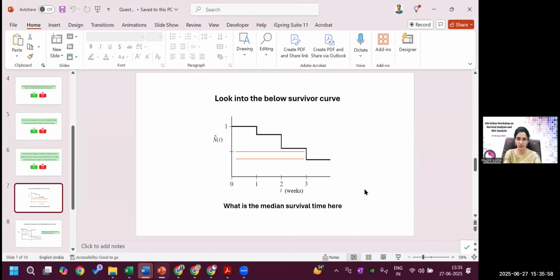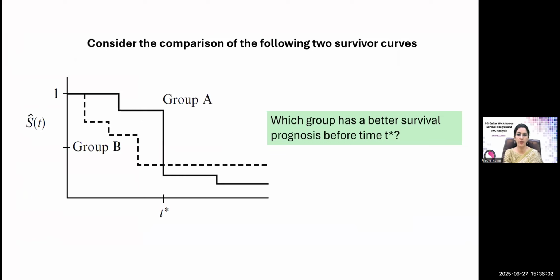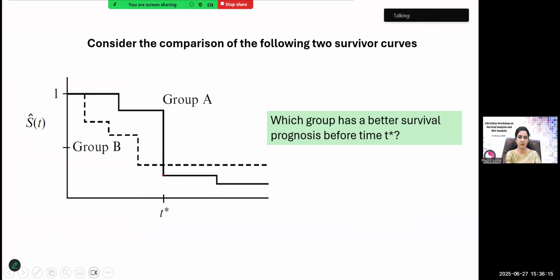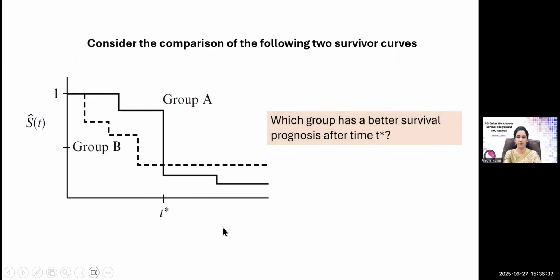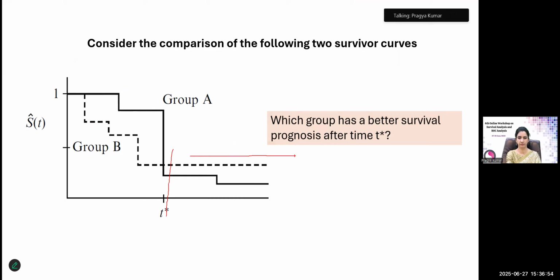Now going to another question. You have to see the comparison of the two survival curves, group A and group B. The question is, which group has a better survival prognosis before time T star? So if it is before T star, which group has a better survival probability, group A or group B? In a survival curve, generally the curve which is up has a better survival probability. So group A has a better survival probability if you are considering before time T star. But if I consider after time T star, then it is B. B has a better survival probability.